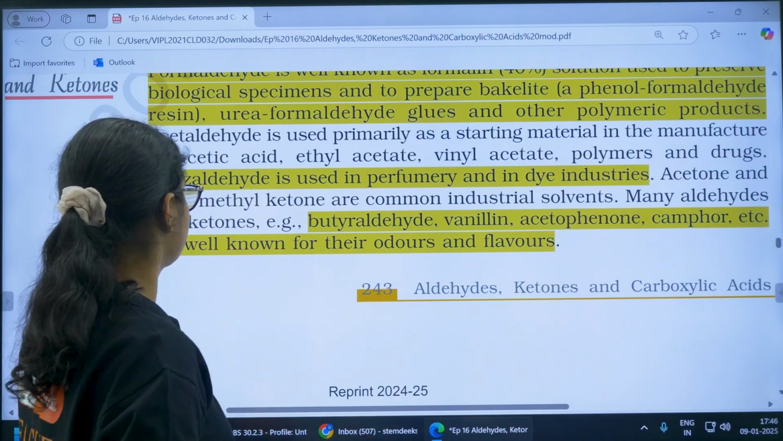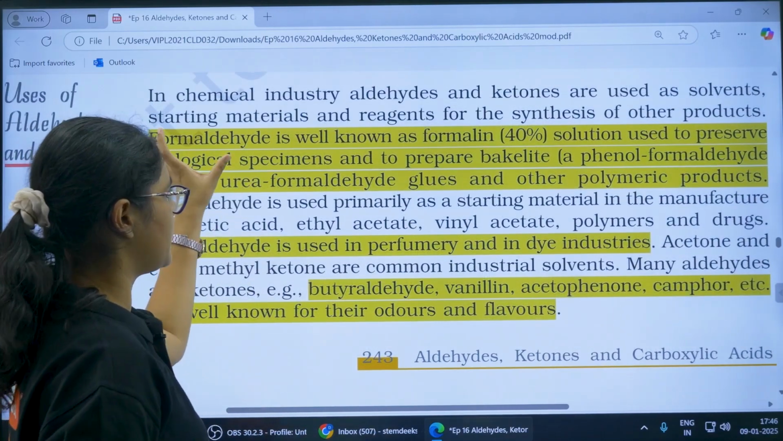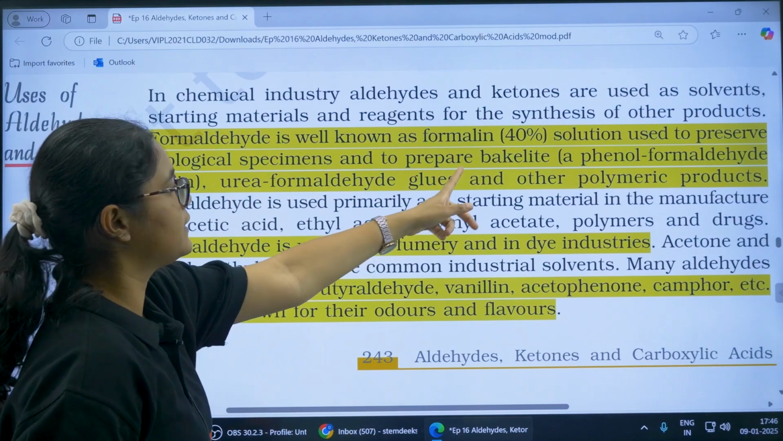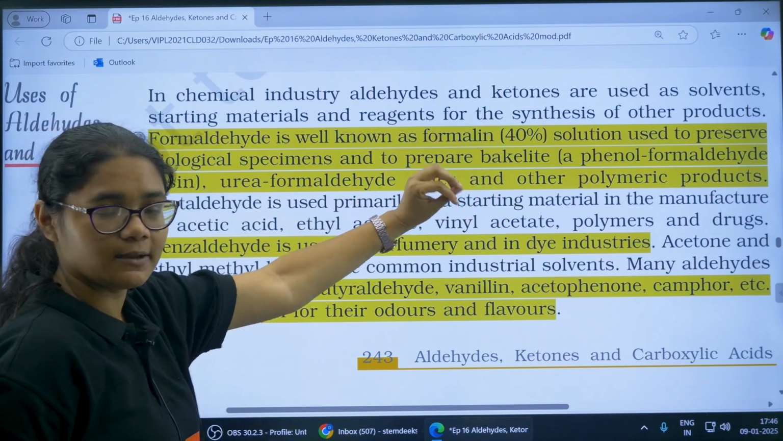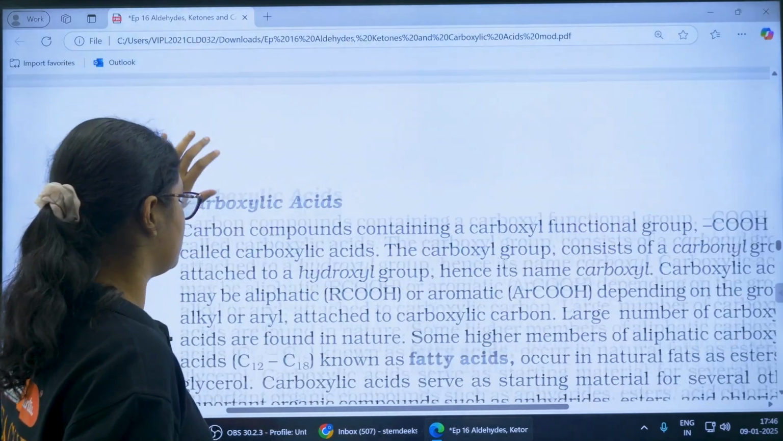But the thing which I found very important here is that formaldehyde is known as formalin, and it is used in the preparation of bakelite. Please remember this one, very important. I'll tell you why at the end of this session.